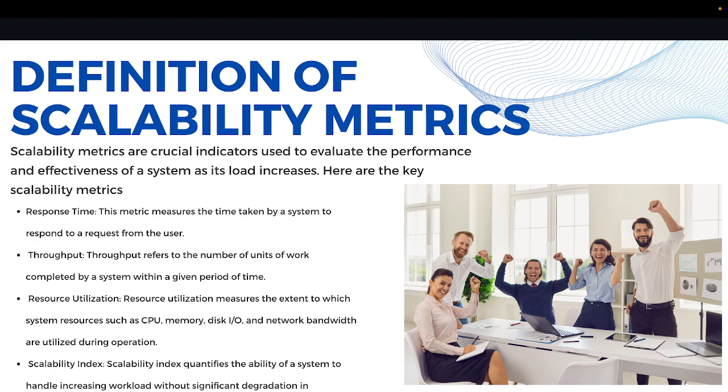First is response time. This metric measures the time taken by a system to respond to a request from the user. It includes the time required for processing, queuing, and network transit. Throughput. Throughput refers to the number of units of work completed by a system within a given period of time. It indicates the system's capacity to handle a certain volume of requests or transactions concurrently.